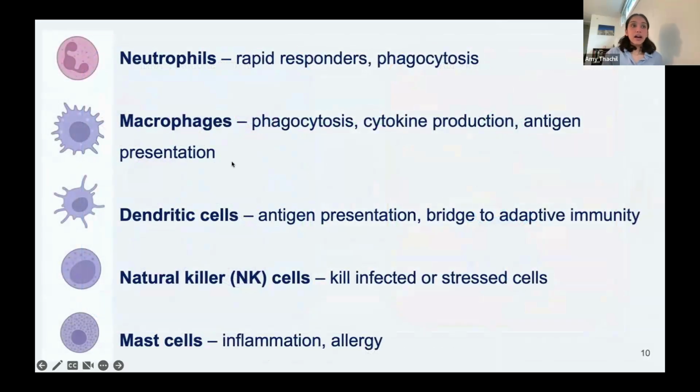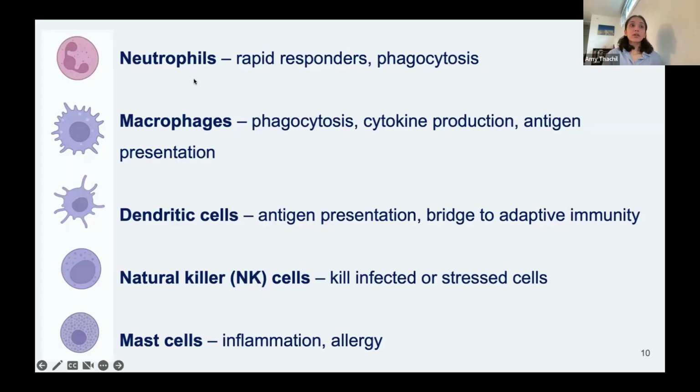And taking a look at how some of these innate immune cells function, we're going to start by looking at neutrophils, which are kind of our rapid responder cells. They're some of the first immune cells that are present at the site of infection or potential threats. And they're capable of destroying pathogens in a process known as phagocytosis. So neutrophils will engulf a pathogen in order to destroy it and effectively eliminate it.